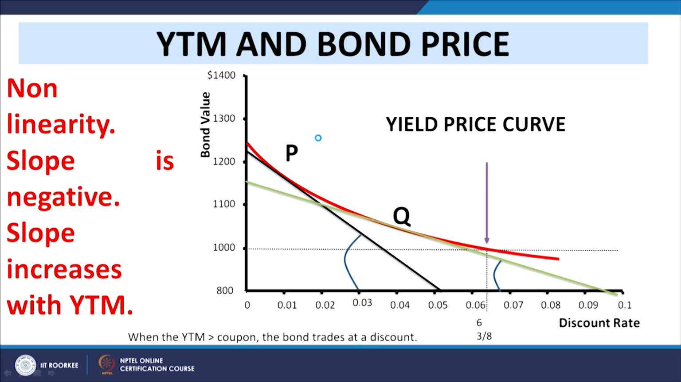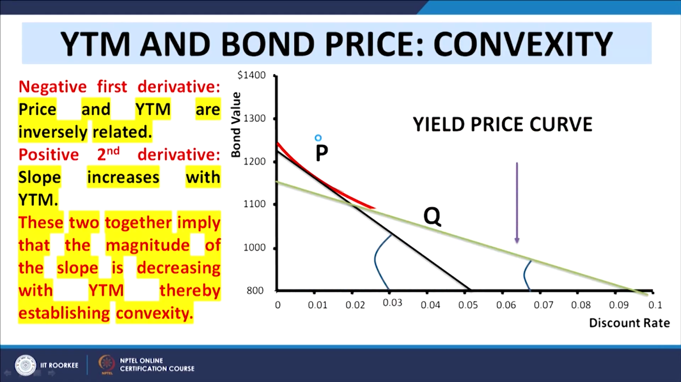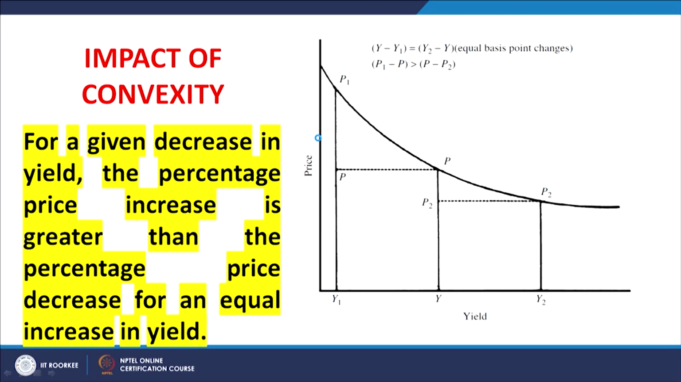I repeat, the slope is negative, the second derivative is positive, the slope is increasing because it is negative and it is decreasing in magnitude. And so, these are the conclusions. I reiterated the conclusions in this slide, what I have explained in the last few minutes. What is the impact of convexity? Now, that is very interesting.